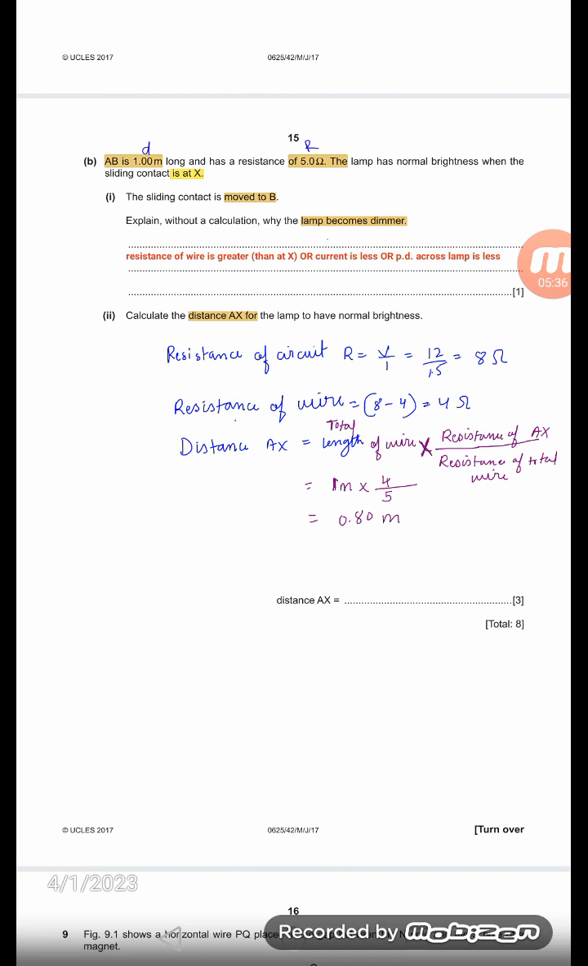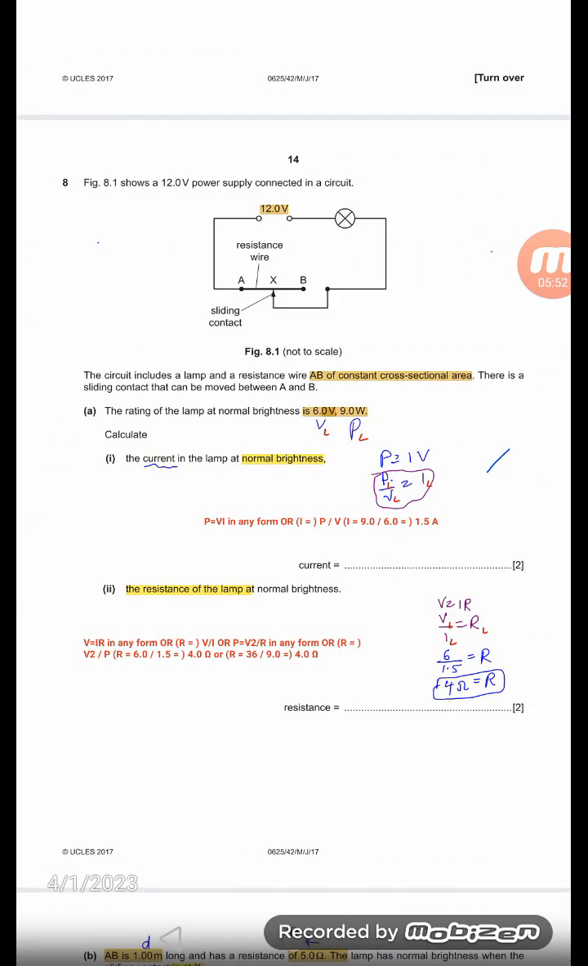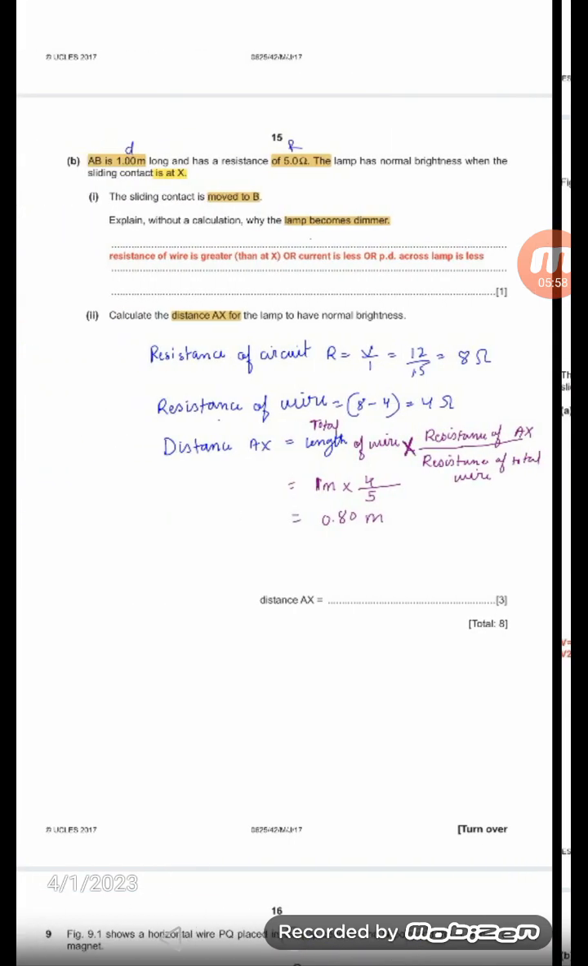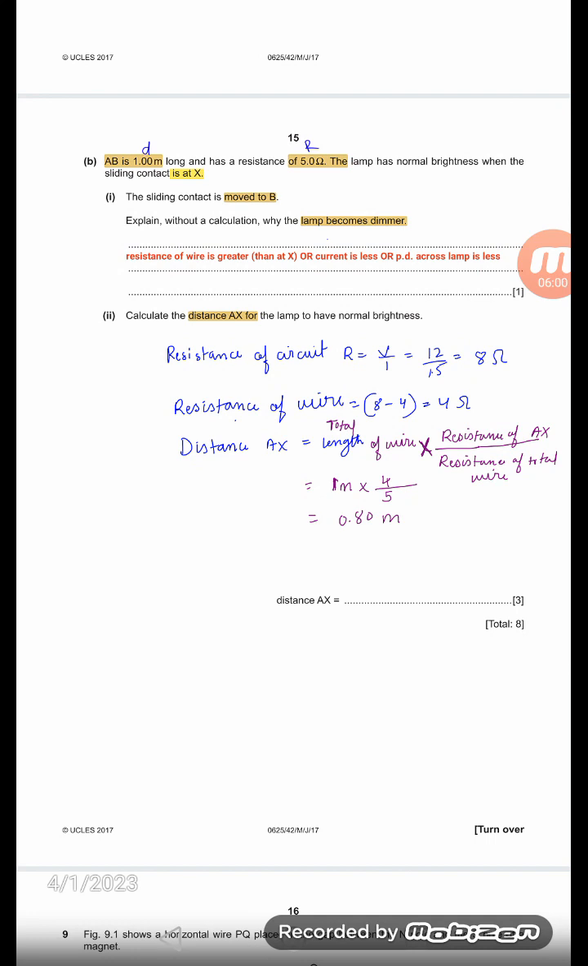This sliding contact is then moved to B. Explain without calculation why the lamp gets dimmer. When it is moved to B, the lamp will get dimmer. Why? Because the resistance of the wire is greater than at X. When the resistance gets higher, there will be less current, right? Because V is equal to IR, if R increases, I will decrease.